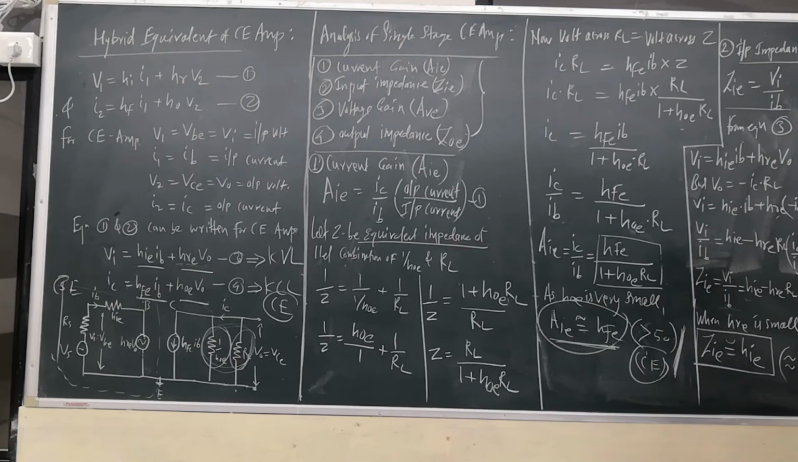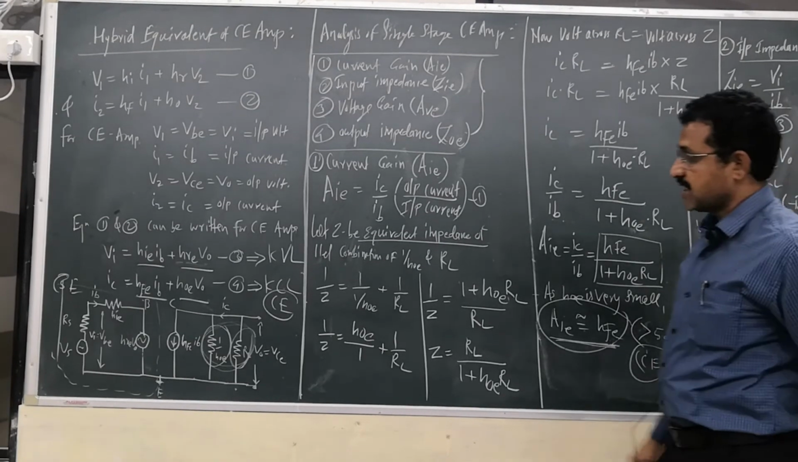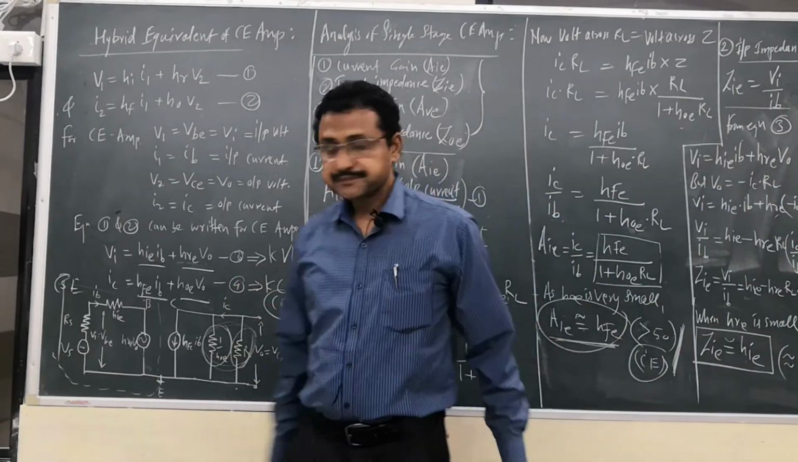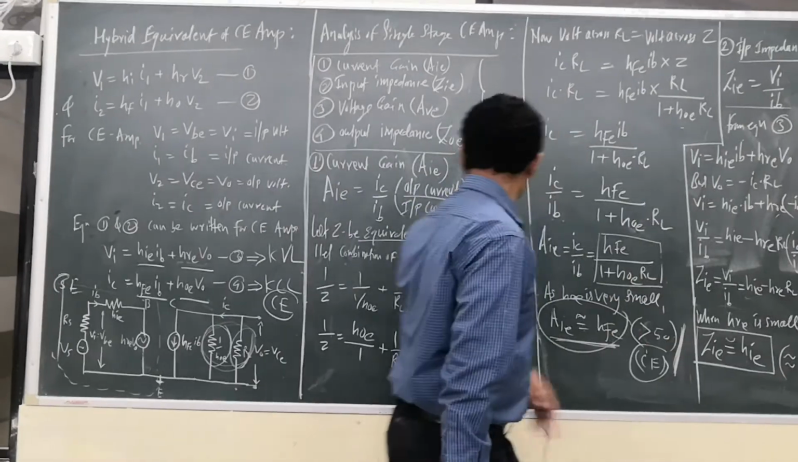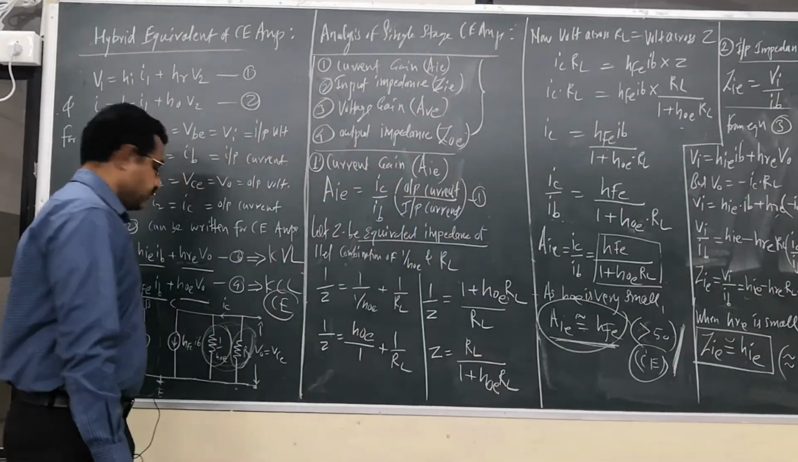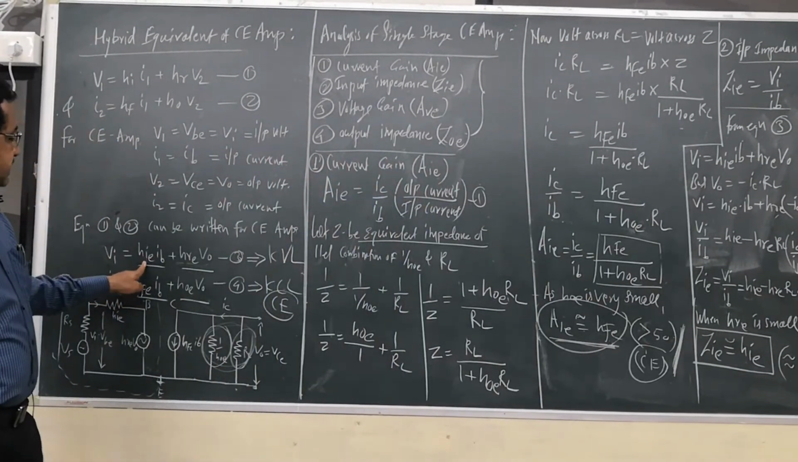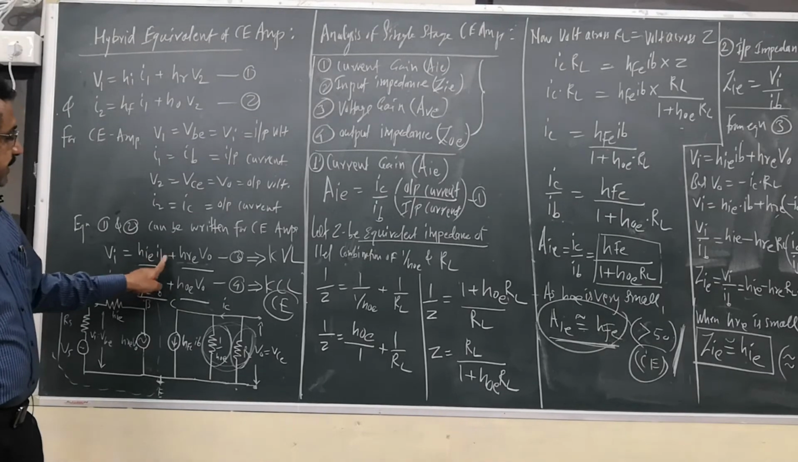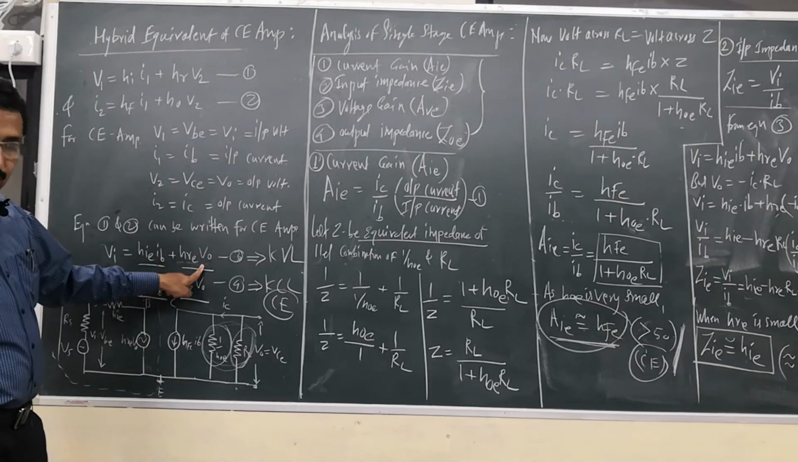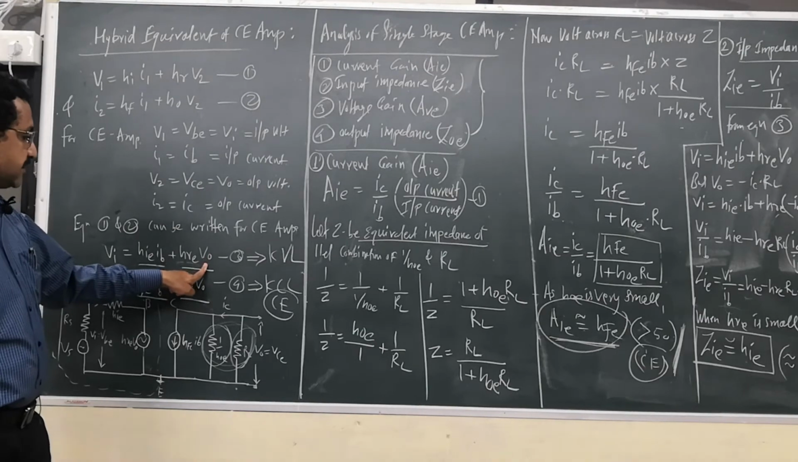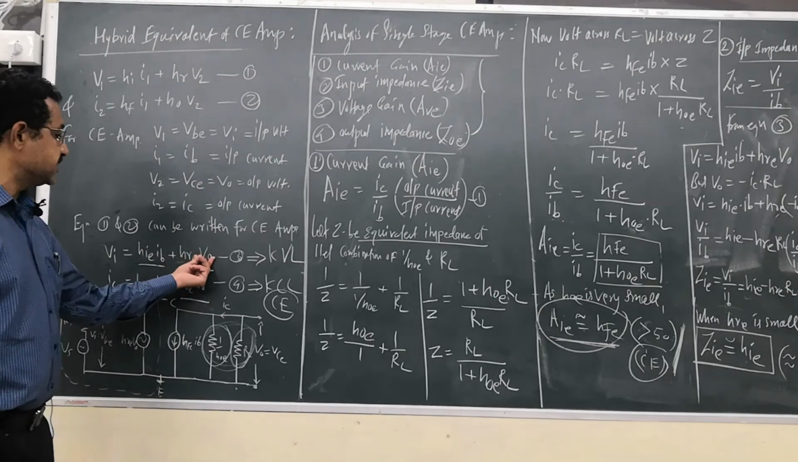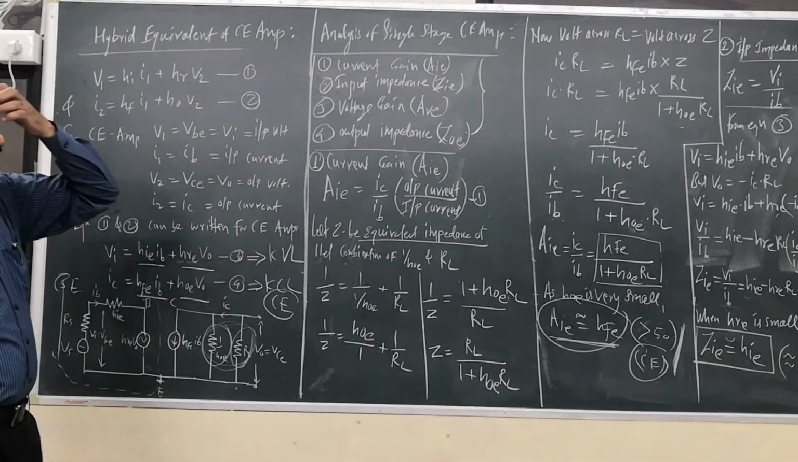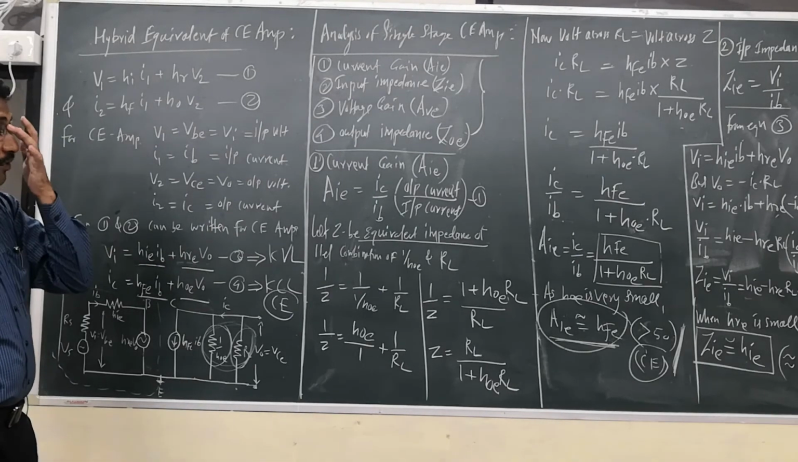Now from equation number 3, which we have here, VI is equal to HIE into IB plus HRE into VO. From this equation number 3 you will get the value of VO, the output voltage.